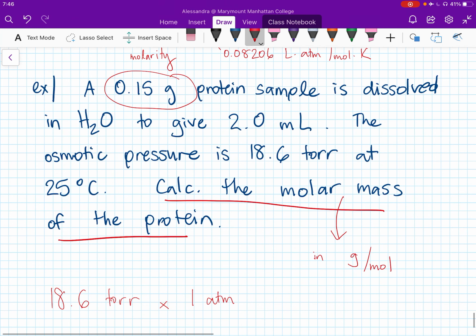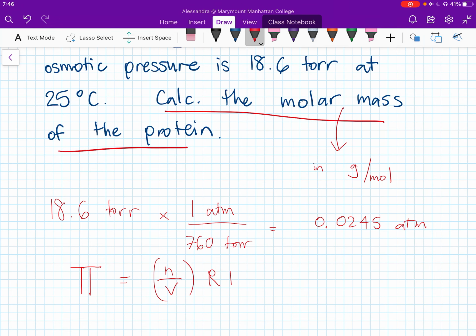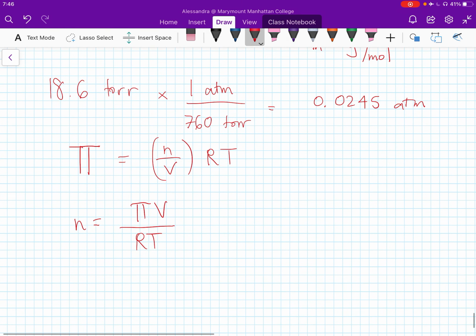Now we know that there are 760 torr in 1 atmosphere. So that unit conversion tells us that I have an osmotic pressure of 0.0245 atmospheres. Now, I can take that and plug it into the equation. Pi equals n over V times RT. That means that n is going to be equal to pi times V over RT. Again, this is just a rearrangement of the ideal gas law.